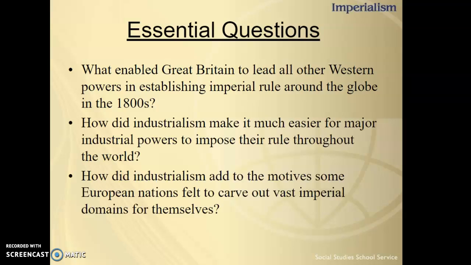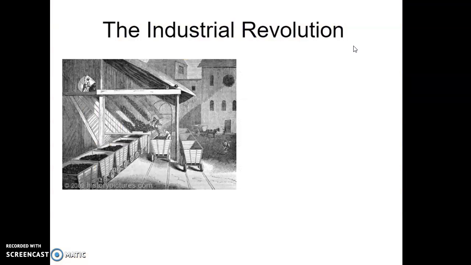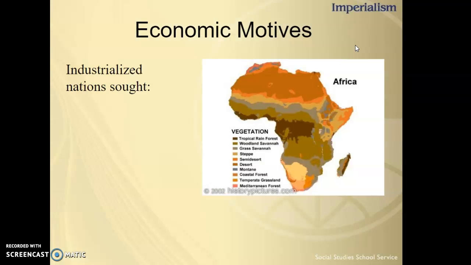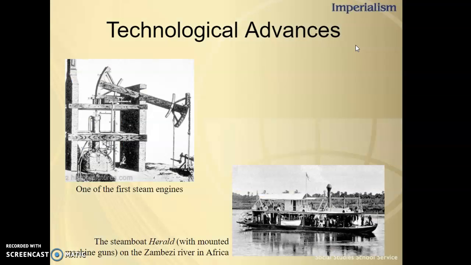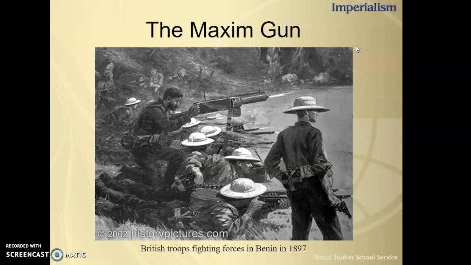Now, I believe we ended Tuesday's class by looking at one technological advancement, the Maxim machine gun. This machine gun started to be used by the British Army in 1889, and it could fire 500 rounds per minute. It was invented by Hiram Maxim, and the Europeans used it to their advantage in conquering parts of the world, such as Africa, during this time.